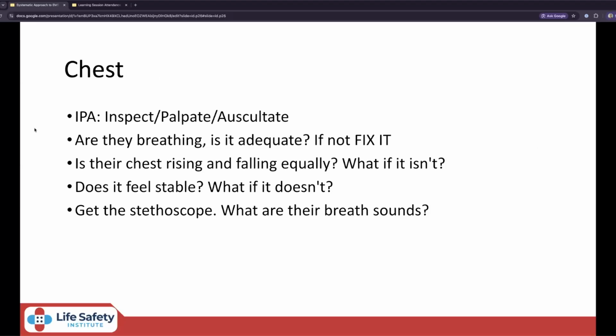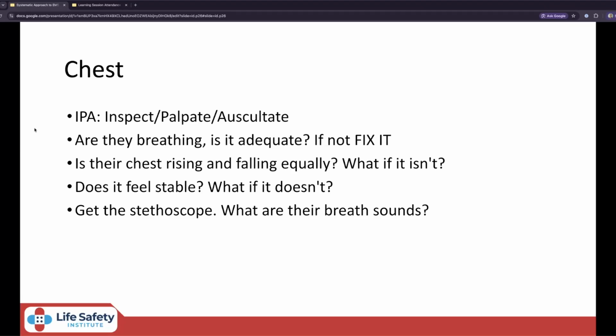Then the chest, right? IPA, inspect, palpate, auscultate. What does that mean? So visually inspect, look at the chest. What does it look like? Is it discolored? Does it look normal? Do things look out of place? Right? Just look at it. Palpate, fancy term for getting hands on, right? So palpate, I'm physically pushing and I'm touching, I'm feeling the ribs. Do they feel secure? I'm feeling the skin. Is it tender? Does it feel adequate or is there crepitus or something like that?